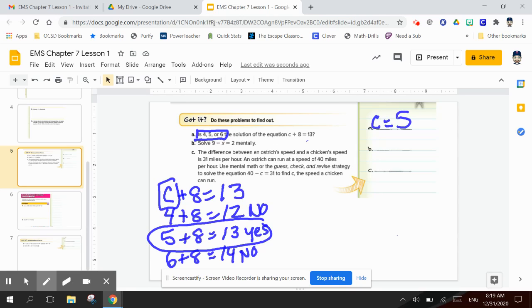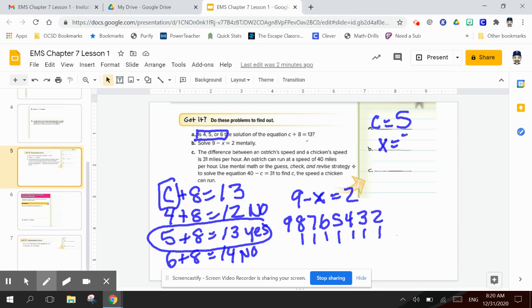Letter B, solve 9 minus x equals 2 mentally. So 9 minus some number equals 2. I know that if I count 9, 8, 7, 6, 5, 4, 3, 2, I'm subtracting 1, 2, 3, 4, 5, 6, 7. So x equals 7.